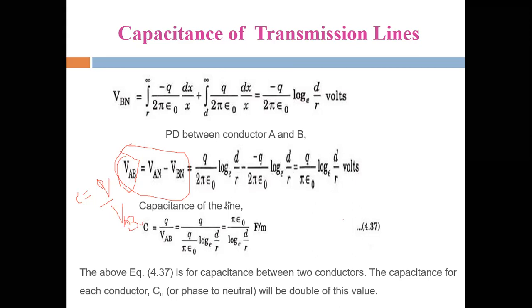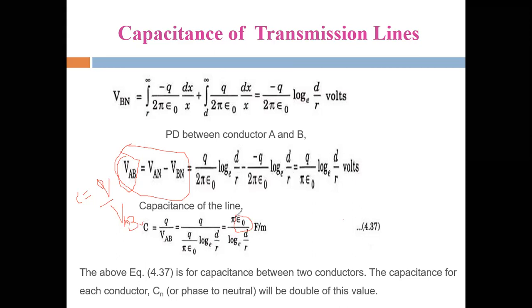Therefore, C is equal to pi epsilon naught divided by log of D by R. This epsilon naught depends upon the conductor material, or the parallel conductors in the overhead transmission line. It depends on the usage of conductor materials, and that will be fixed for that material.